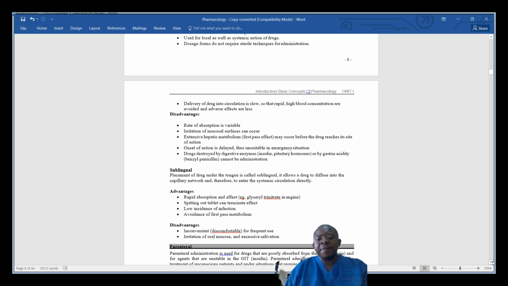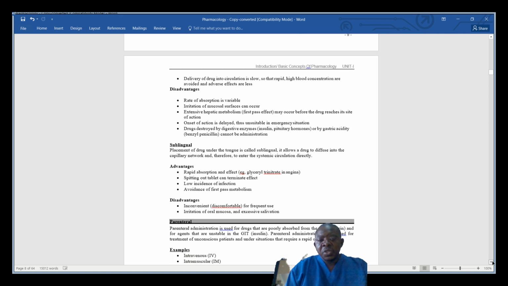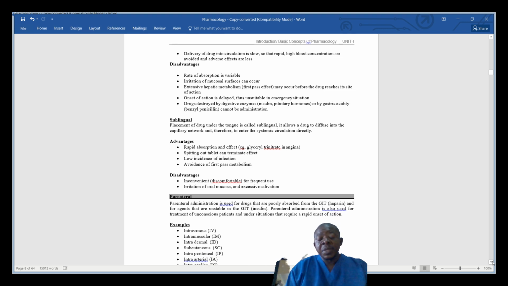Let us now shift our concentration to look at another administration type of the drug within the GIT, which is sublingual. Sublingual is placement of a drug under the tongue. It allows the drug to diffuse into the capillary network and therefore to enter the systemic circulation directly. So there are some drugs that can be given just under the tongue. So we are saying it can be given sublingually, that is under the tongue.